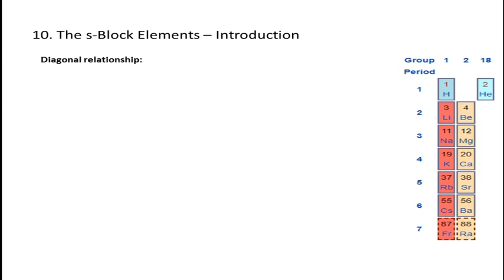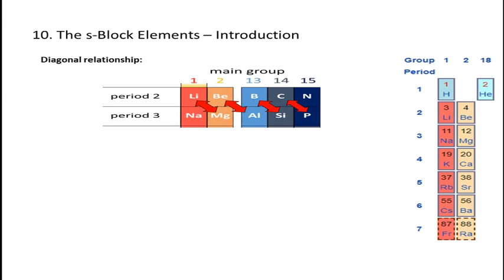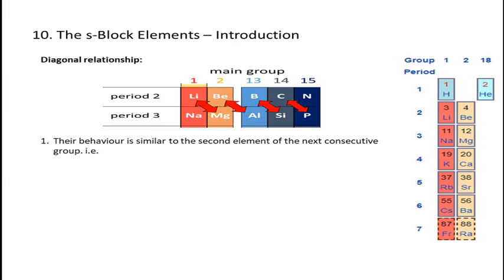Of all the elements in a group, the first element behaves differently to other elements of their group. It is because of something which is explained as diagonal relationship. The behavior of the first element of a group is similar to the second element of the next group. That is, lithium is more similar to magnesium. Lithium and magnesium both form hydrates while none of the metals below lithium in the first group form hydrates.